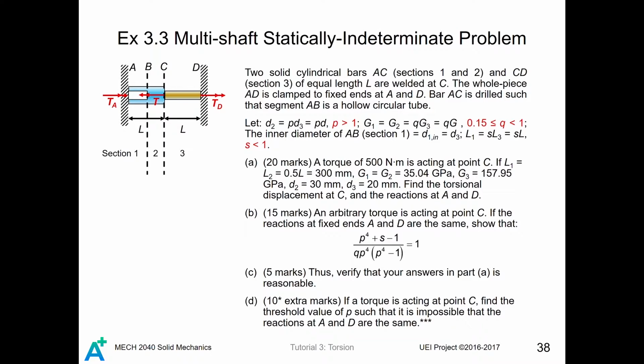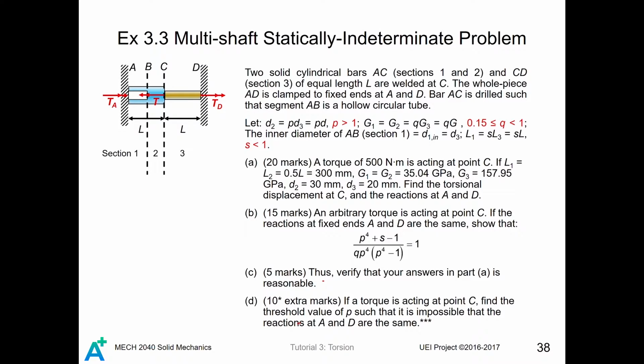Two solid cylindrical bars AC and CD of equal length L are welded at C. That is, for AC, its length is L. For CD, its length is also L. The whole piece AD is clamped to the fixed ends at A and D, so those two ends are fixed. Bar AC is drilled such that the segment AB is a hollow circular tube. So in this part, it is a hollow circular tube, and it is connected to a solid cylindrical shaft.